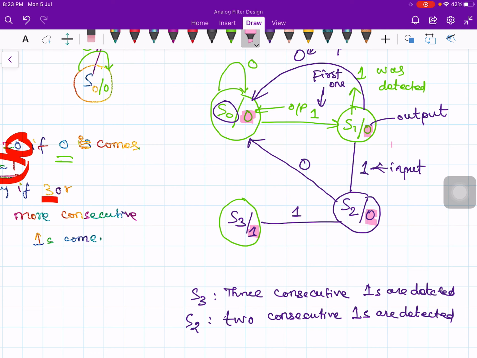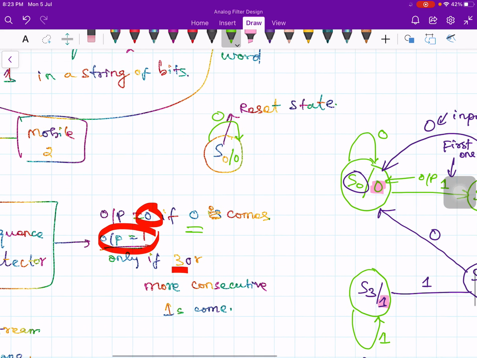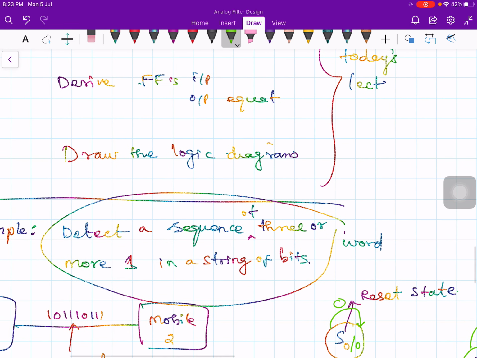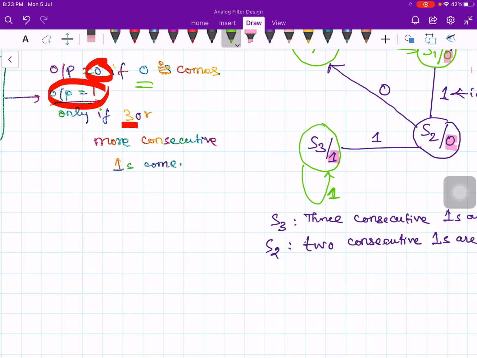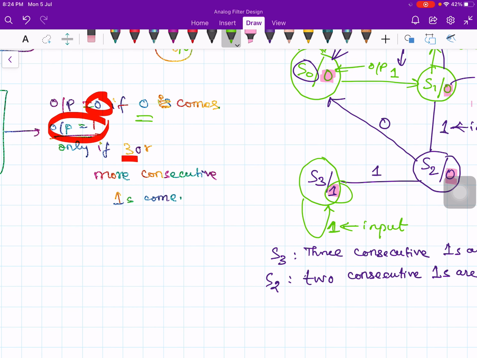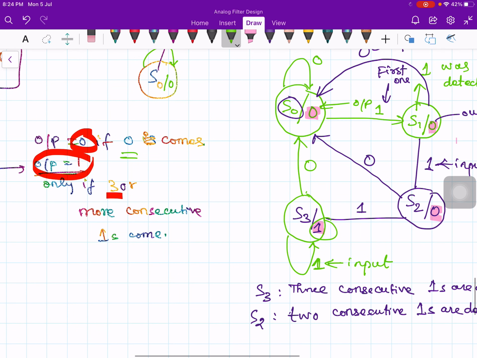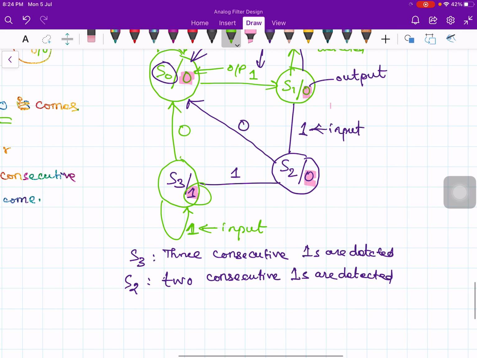That's it. And again if one more 1 comes, you stay in the same state. That's what the description says: detect a sequence of 3 or more 1s in a string of bits. So if another input 1, if a fourth 1 comes, again you stay in state S3 and the output is 1. In case you are in state S3 and 0 comes, then you have to go back to state S0. So this is the complete state diagram of a sequence detector.